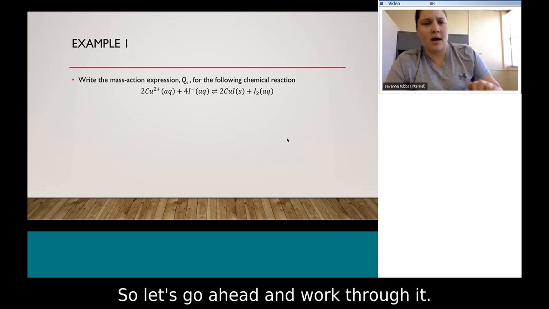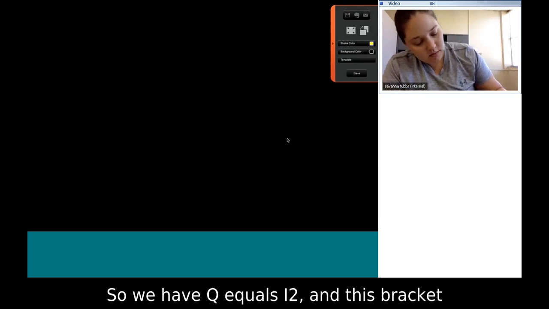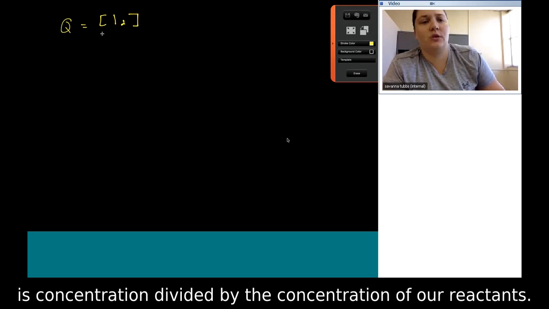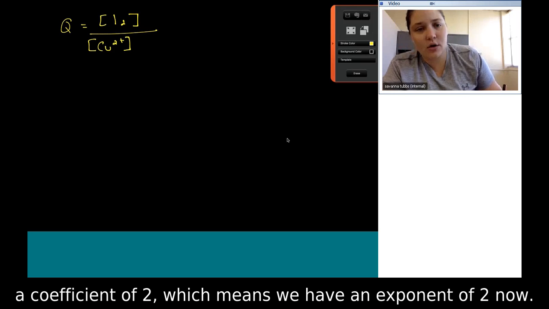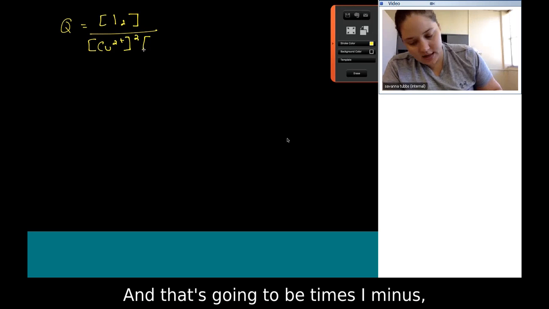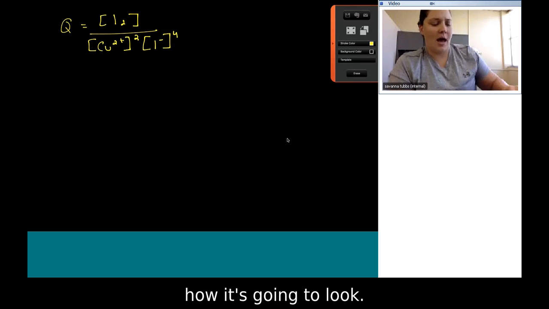So let's go ahead and work through it. So we need our products. So we have Qc equals [I2], and this bracket is concentration, divided by the concentration of our reactants. So we have [Cu2+], and we had a coefficient of 2, which means we have an exponent of 2 now, and that's going to be times [I-], which had a coefficient of 4, so it has an exponent of 4. And that's all you have to do. It's just simply writing out how it's going to look.